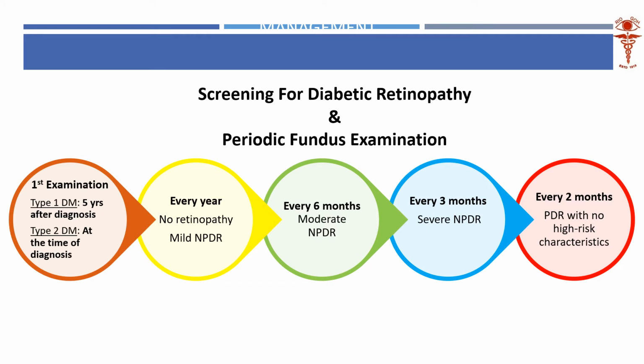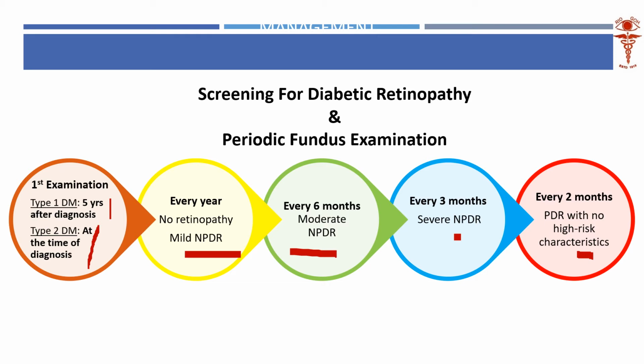So what is the best screening method? Any patient with type 1 diabetes 5 years after diagnosis, or type 2 diabetes at the time of diagnosis, should be seen first by the ophthalmologist. Then every 6 months, every 3 months, and every 2 months. This is the review schedule depending on what stage he is seen at the first time.